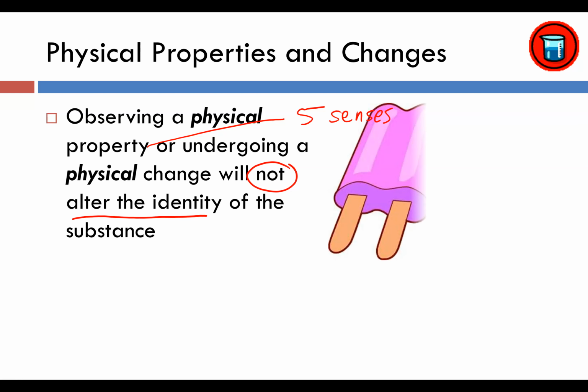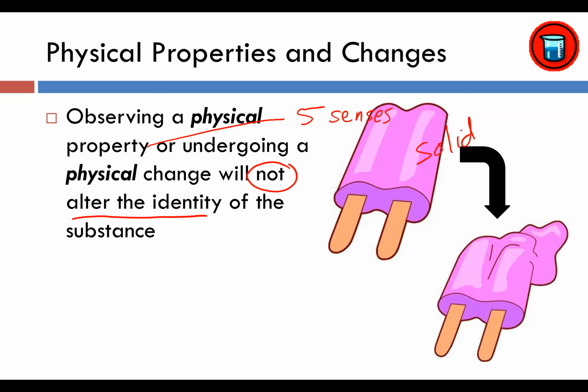Let's talk about an example. We'll look at a popsicle. If you think about what makes up a popsicle, you've got sugar, water, and probably some artificial coloring and artificial flavoring. Right now, the popsicle is frozen, so it is a solid. I'm sure you know from experience, if you leave the popsicle out over time, it will eventually melt, and part or all of it will become a liquid.